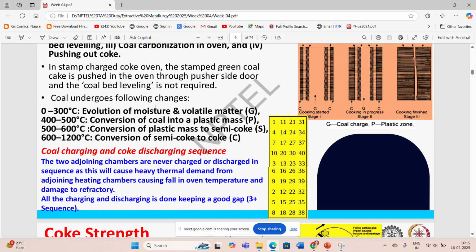The two adjoining chambers are never charged or discharged in sequence, as this will cause heavy thermal demand from adjoining heating chambers, causing a fall in oven temperature and damage to refractory. All the charging and discharging is done keeping a good gap, 3 plus sequence.